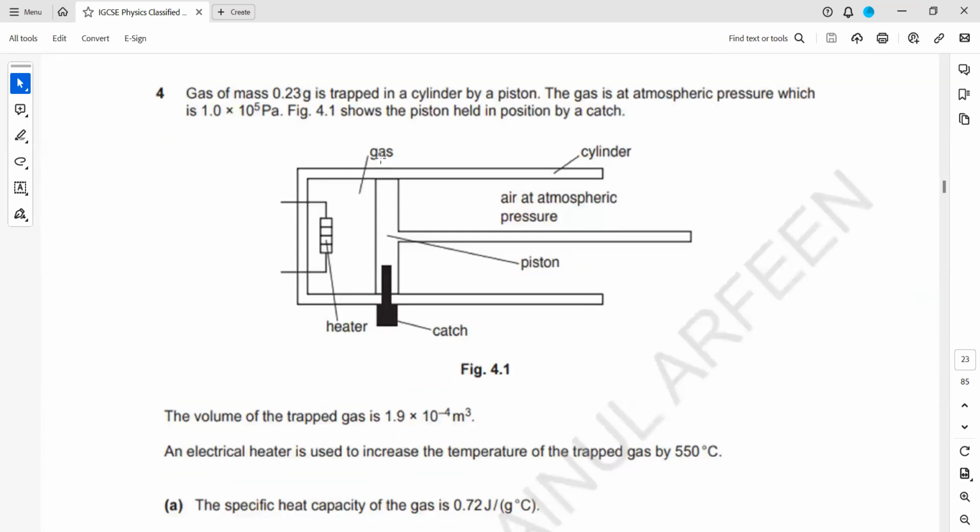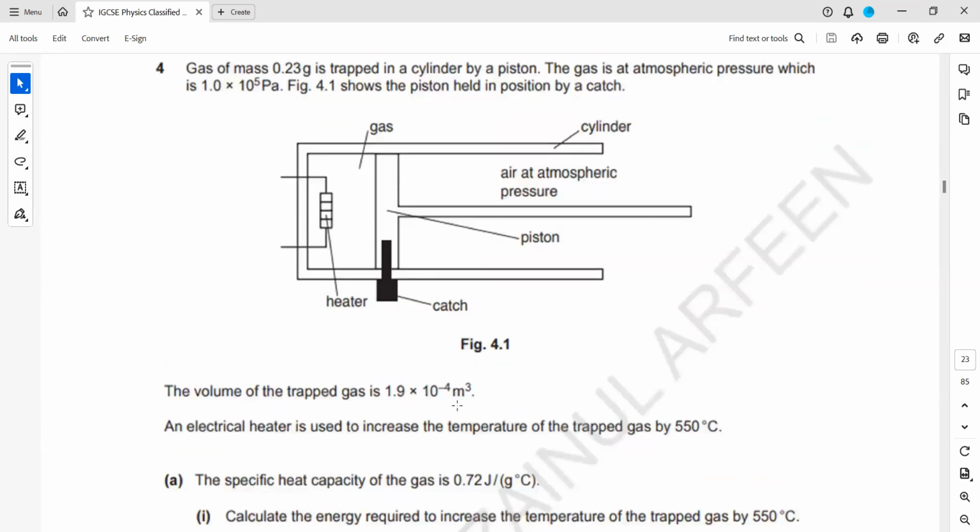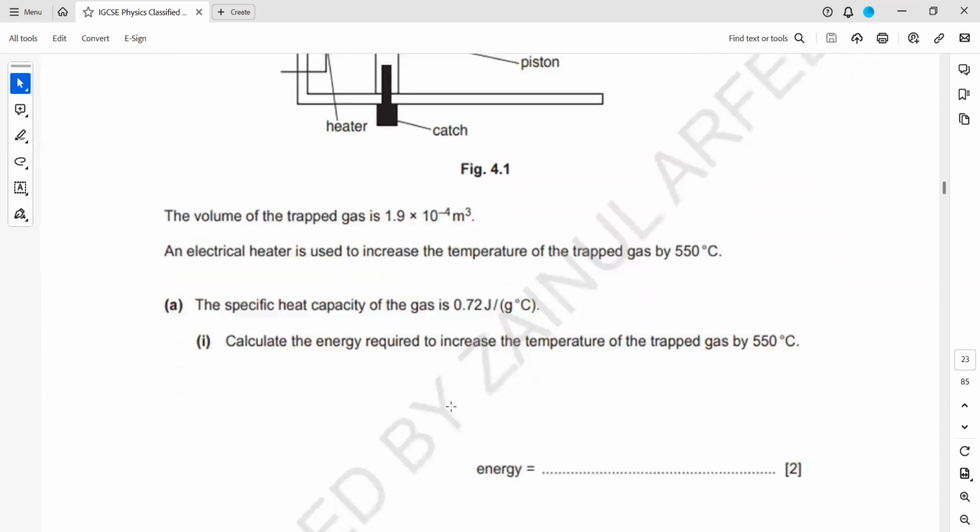In this question, a gas of mass 0.23 gram is trapped in a cylinder. The gas is at atmospheric pressure, which is 1 × 10^5 Pascal. Figure 4.1 shows the piston is held in position by a catch, meaning the stopper is there, which you can also say a catch. The volume of the gas which is trapped is 1.9 × 10^-4 meter cube. An electrical heater is used to increase the temperature of the trapped gas by 550 degrees centigrade. The specific heat capacity is given as 0.72 joule per gram.